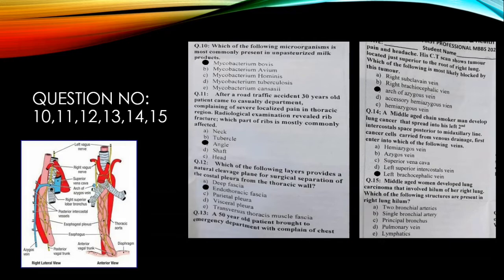In this question, it is asking about the specificity of the right lung that differentiates it from the left lung. All of the other points are common in both lungs, but the presence of a single bronchial artery in the right lung hilum and two bronchial arteries in the left lung hilum differentiates both.